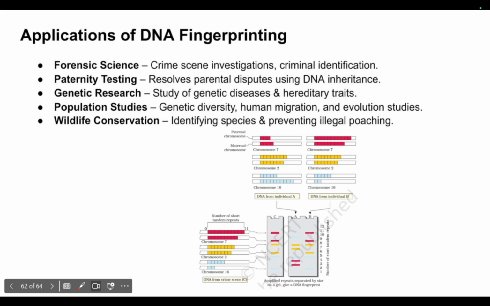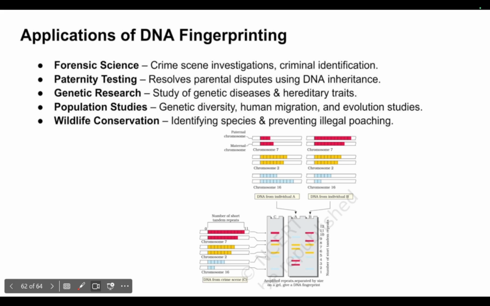Now, let's say there is a crime scene from where a sample is obtained. Let's consider sample C is obtained. Now there are two suspects, A and B. Now the tandem repeats are run through gel electrophoresis. The DNA fingerprinting of these two suspects is also done and then it is compared. So as you can see, if the individual is different, then the tandem repeats will not match. But if the individual is the same, the tandem repeats will be the same.